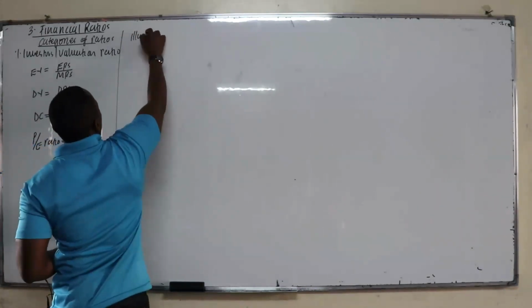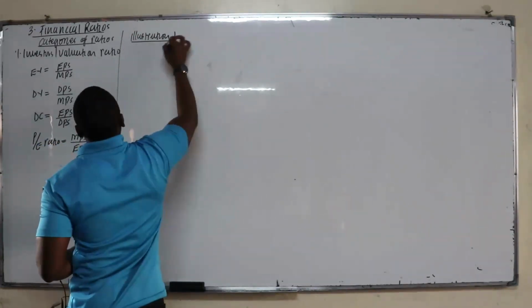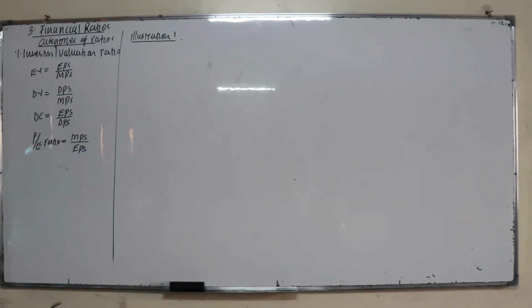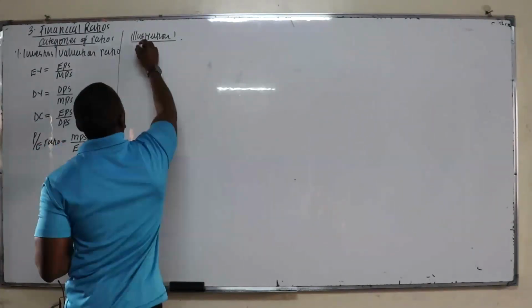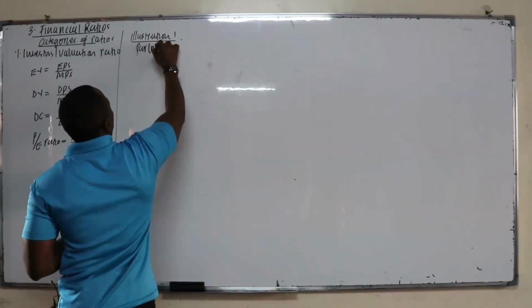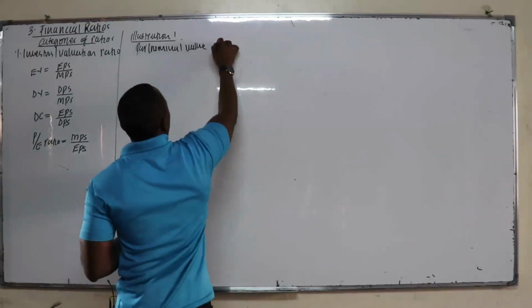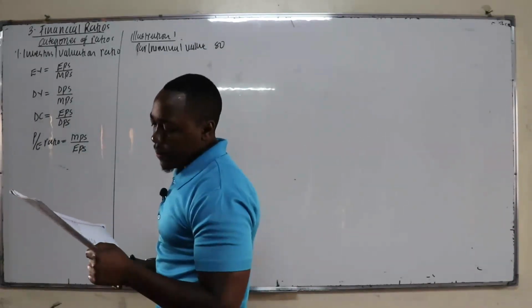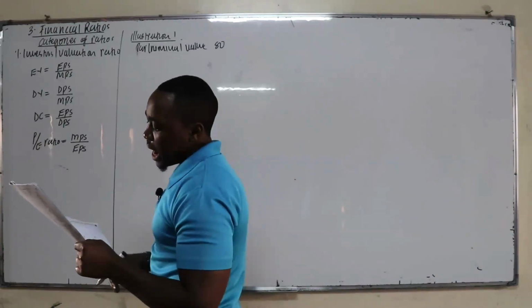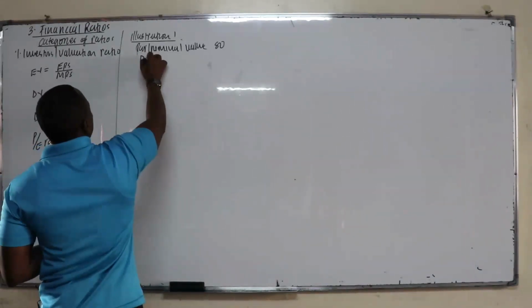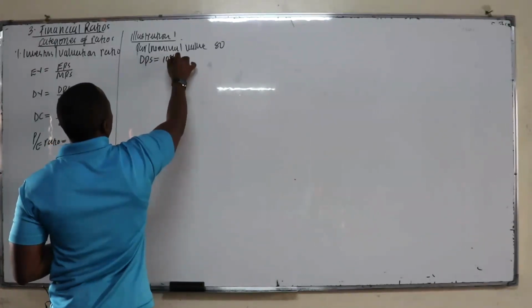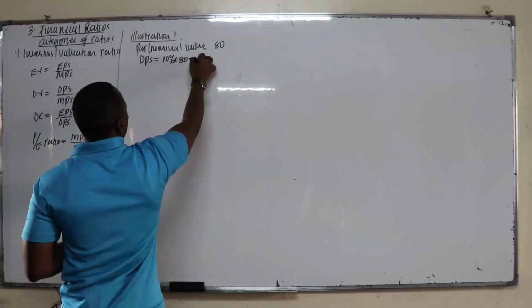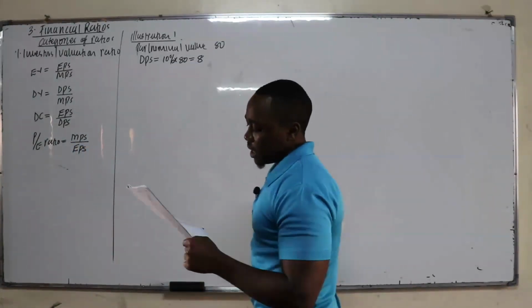Illustration one. You are told that the Avirex Limited share has a nominal value of 80 shillings. Nominal value is the same as par value, so the par value or nominal value of the share is 80 shillings. The company pays 10% of the nominal value of the share as dividend for the year. So the dividend per share, they pay 10% of the nominal value, so we multiply by 80. That means the dividend per share is 8.